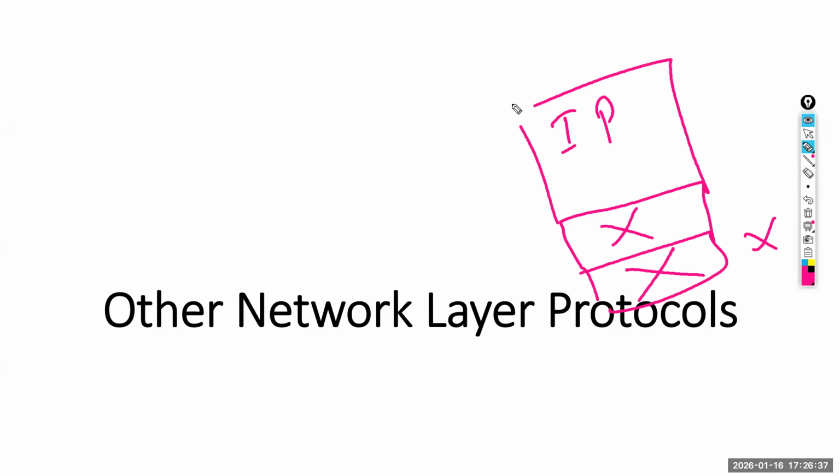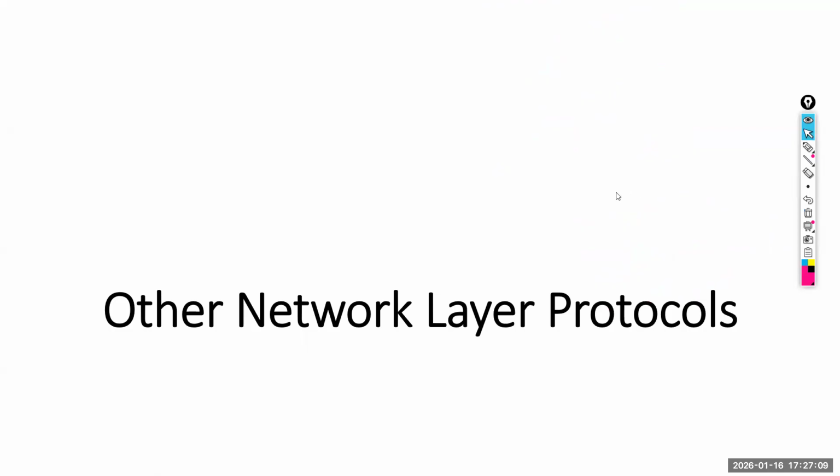So in the above layers, you will see TCP, UDP, then HTTP. We are going to look at those things in the upper layers. But in the network layer, the main protocol is what? Internet Protocol. So Internet Protocol has defined the structure of the IP address, V4 or V6, the structure of a data packet, and so on. But other than IP, there are some more protocols in the network layer.